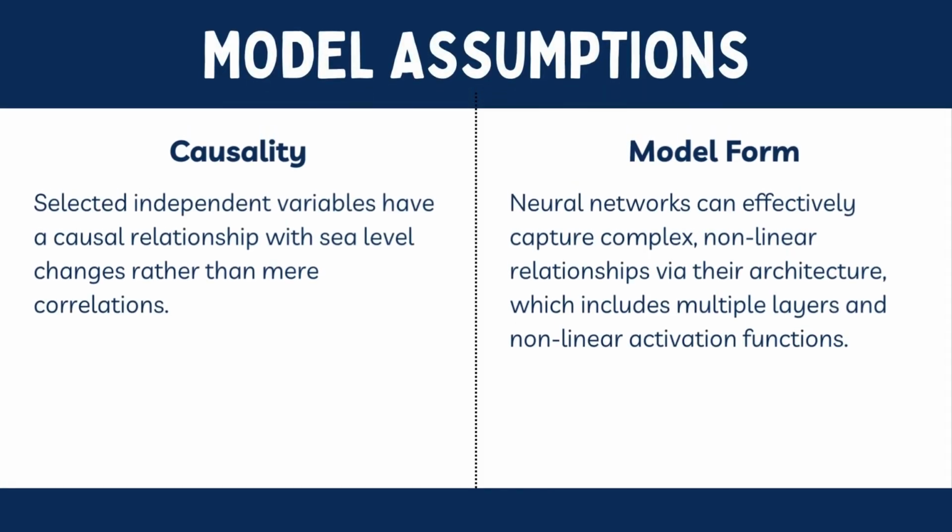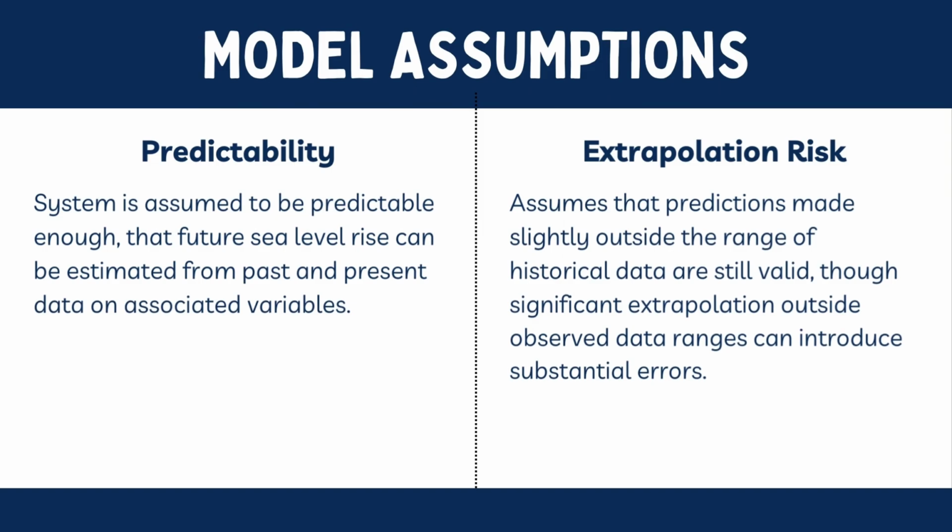For our model assumptions, we look at causality over correlations, assuming that our selected variables have a causal relationship with sea level rise, and the form of neural networks, assuming that it can effectively capture complex non-linear relationships via its architecture. We also look at model predictability, assuming that future sea level rise can be estimated using our current data, and extrapolation outside of our current data range, assuming predictions made slightly out of range are still valid despite risk of substantial errors and significant extrapolation.